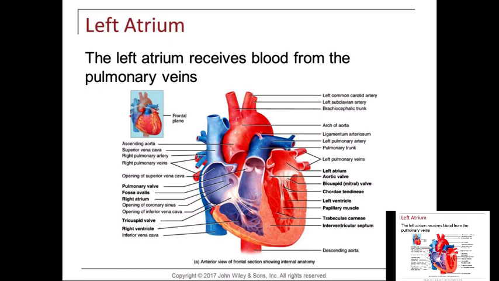Left atrium receives blood from the pulmonary veins. So that's here. Let's make it blue now. So now the left atrium, here's the left atrium, it's going to receive blood from the pulmonary veins.